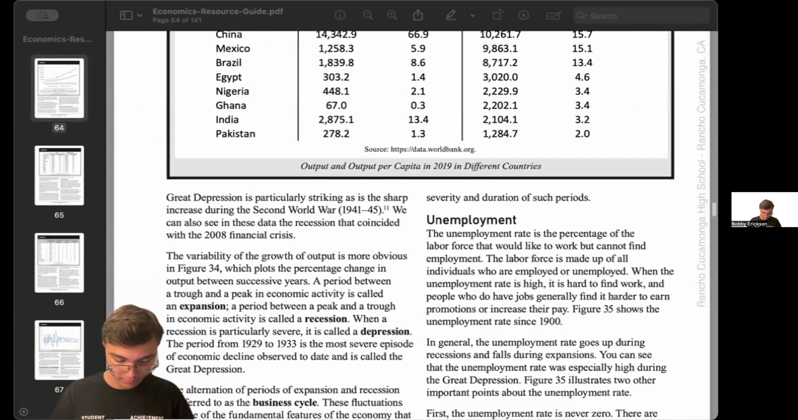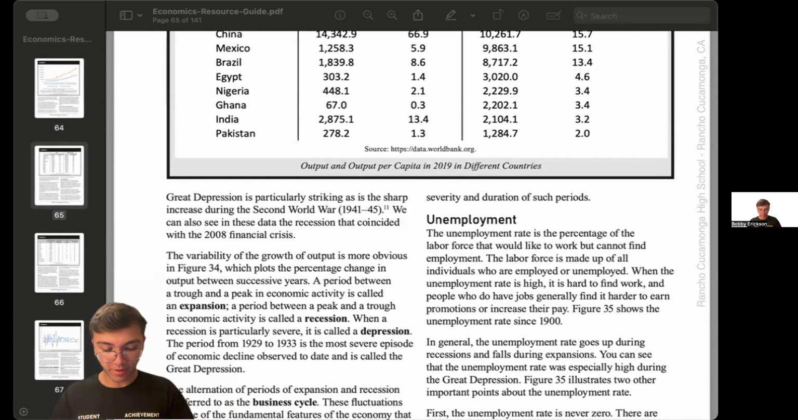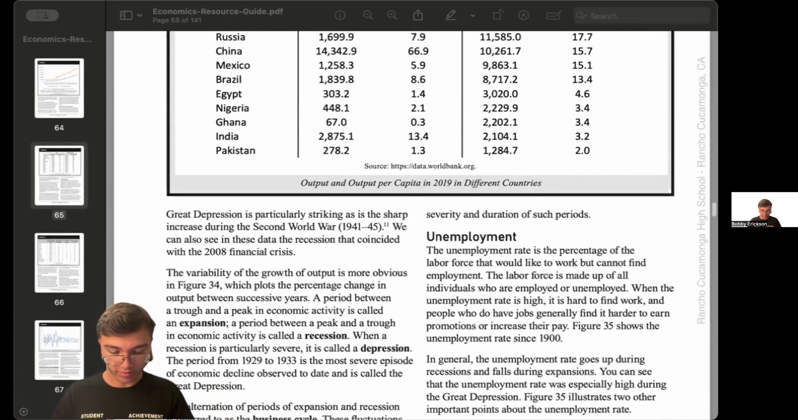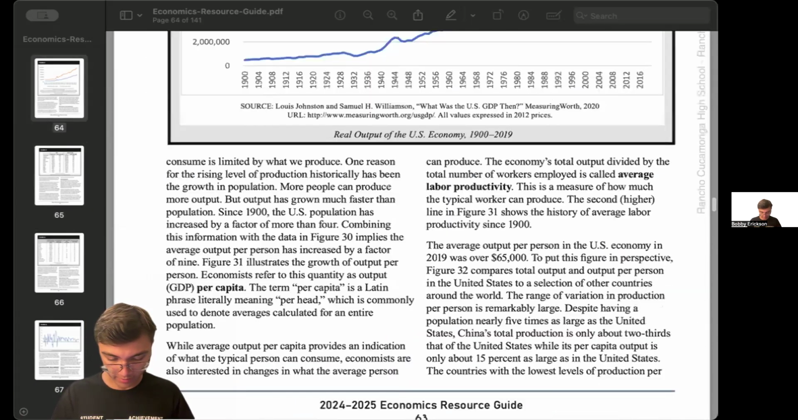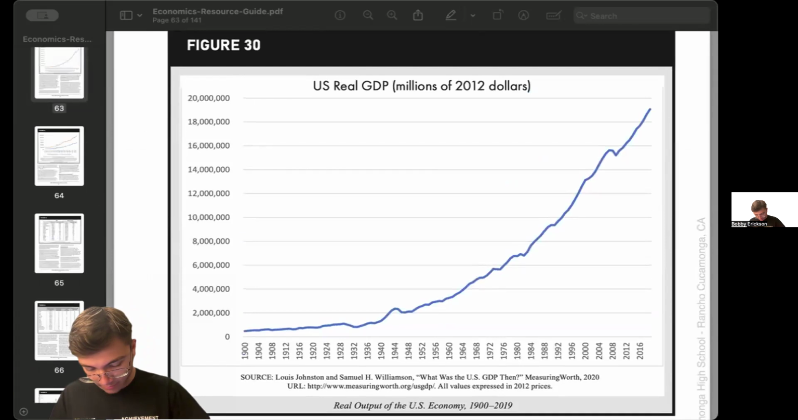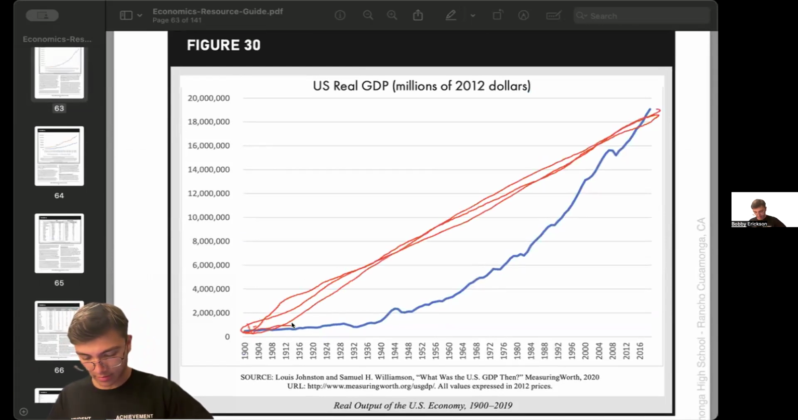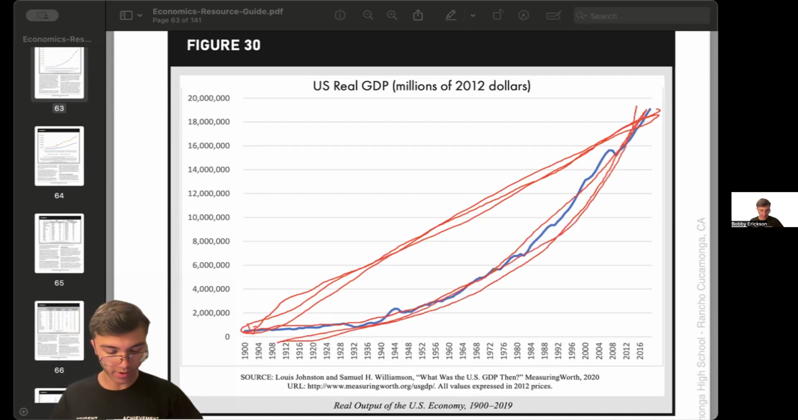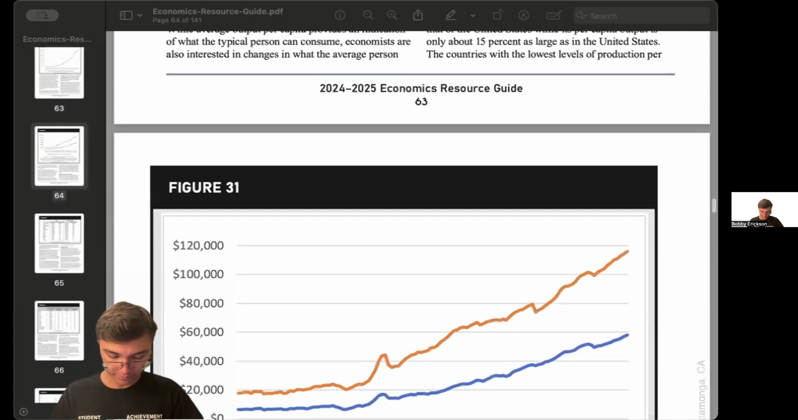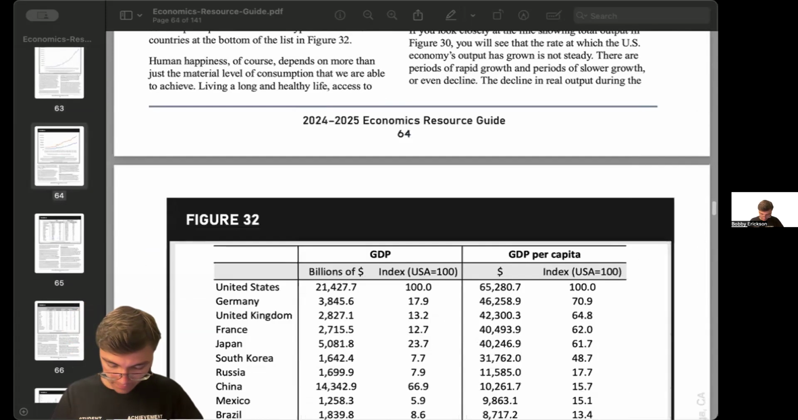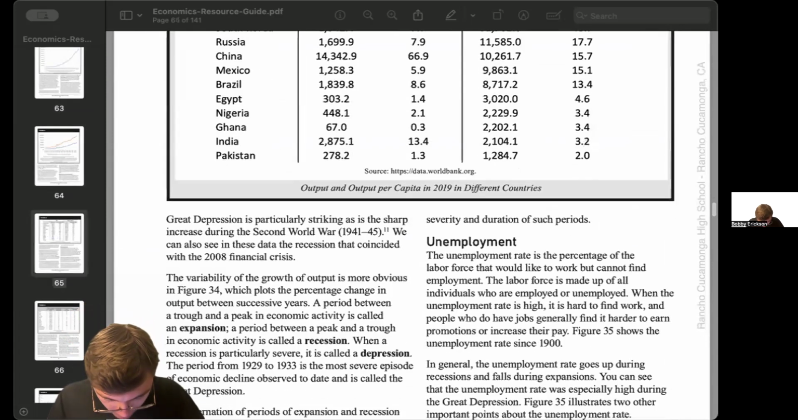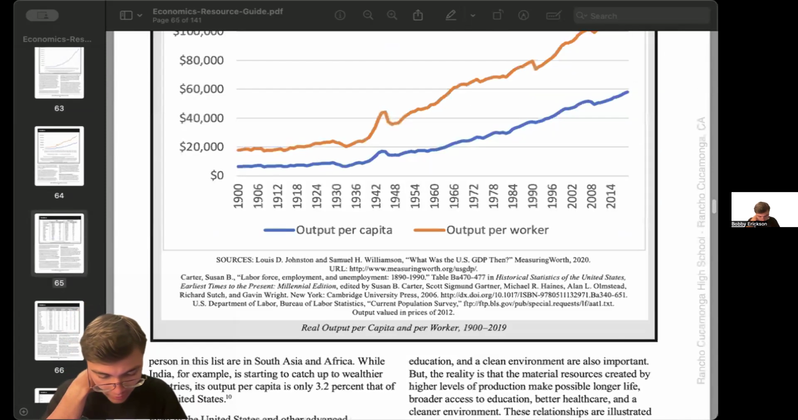And so we could see the decrease during the Great Depression or even the increase during the Second World War. So if we're looking back at 31 here, we can see that the rate isn't like a constant line here. It's growing, or the rate itself is growing at which we are growing. And so we can also see the recession in the 2008 financial crisis here.